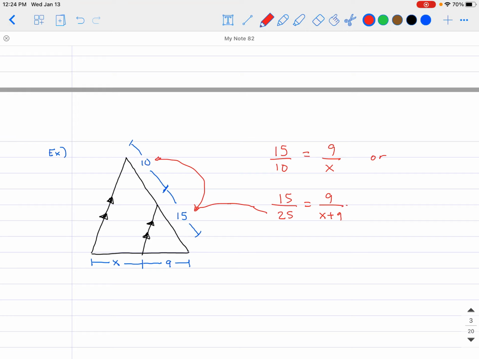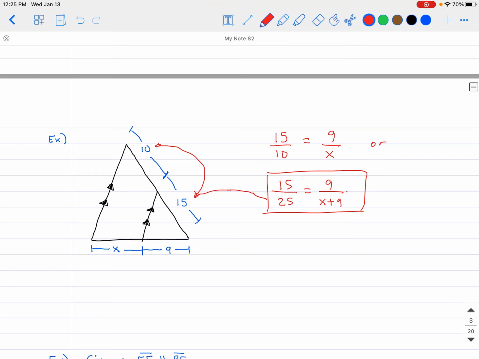I'm going to go ahead and take the one that's on the bottom because I can't work off the one on the top since there's no space. So we're going to go ahead and clean this up. So 15 multiplied by x plus 9 is equal to 9 multiplied by 25. And to avoid multiplying things out, I'm going to go ahead and reduce. 15 and 25, they can both be divided by 5. So that'll give me 3 over here, and that'll give me 5 over here.